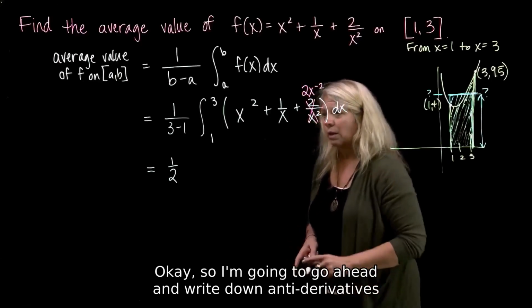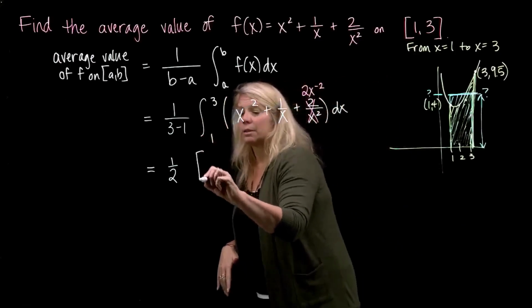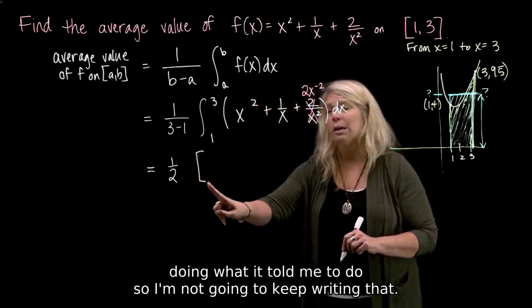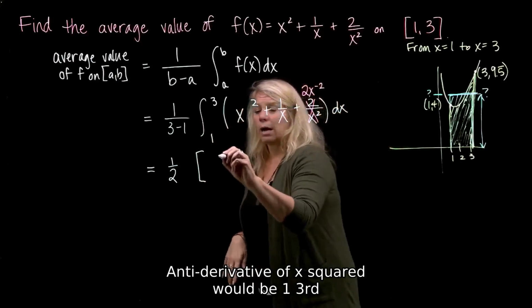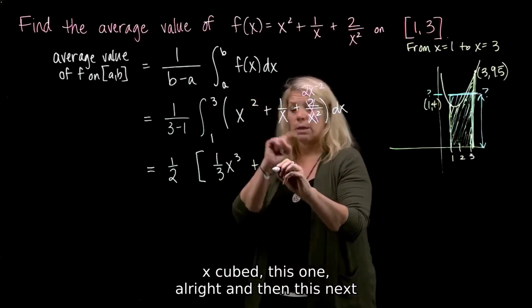Okay, so I'm going to go ahead and write down antiderivatives of all of these. Put some brackets here. I'm not going to write my integral sign anymore because I'm doing what it told me to do, so I'm not going to keep writing that. Antiderivative of x squared would be 1/3 x cubed.